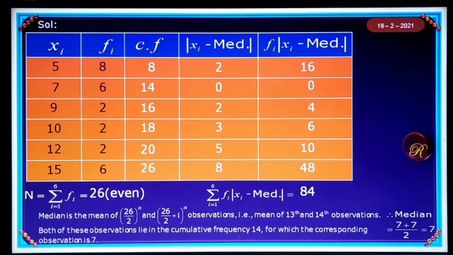Therefore, mean deviation about median is equal to 1 by n into summation of fi into absolute value of xi minus median, which is equal to 84 divided by 26, which is equal to 3.23.